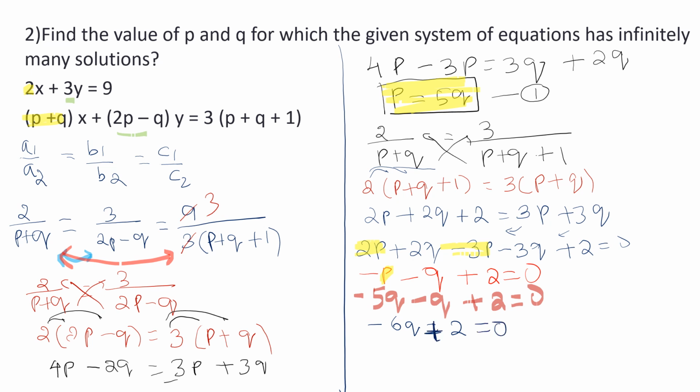So when we shift this minus 6q to the other side, it becomes 6q is equal to 2 and q is equal to 2 by 6. So 2 by 6 is nothing but 2 ones are 2, 2 threes are 6. So we are getting the value q is equal to 1 by 3. Once again I'm showing, actually we got q is equal to 2 by 6, and we need to simplify it, 2 threes are 6. The value of q is 1 by 3.